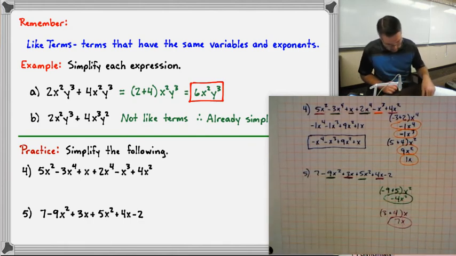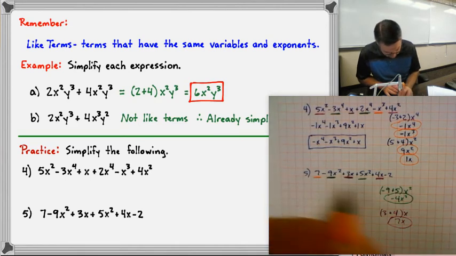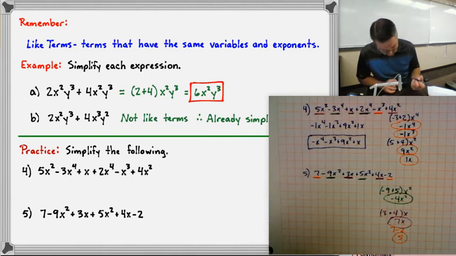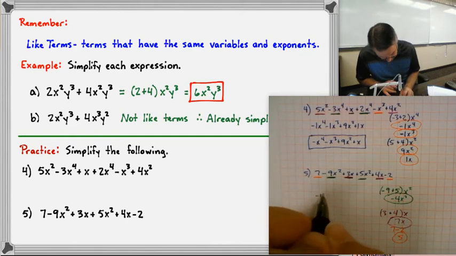And then, let's see here. Our last term is going to be our constant. So we have a 7 and a -2. So we would just say 7 minus 2, which is 5. That's our last term. So our final answer is going to be -4x squared plus 7x plus 5.